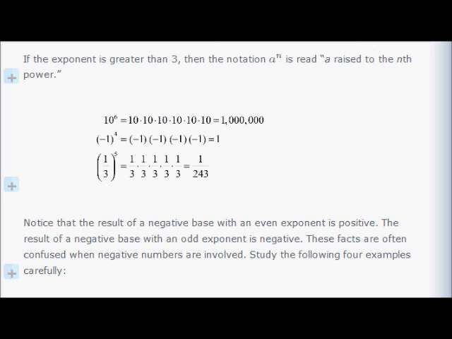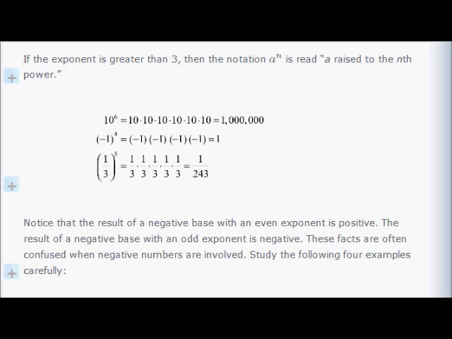Taking a fraction to the power 5, in this case 1/3 to the power 5, you have 1/3 being multiplied by itself, the number of factors there being 5, and each factor is the same, 1/3, and so you end up with the result 1/243. Now, notice that the result of a negative base with an even exponent is positive.